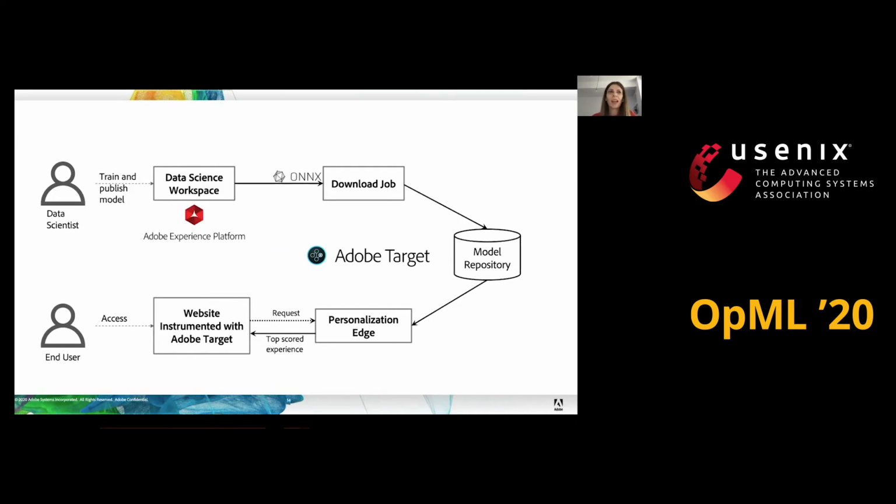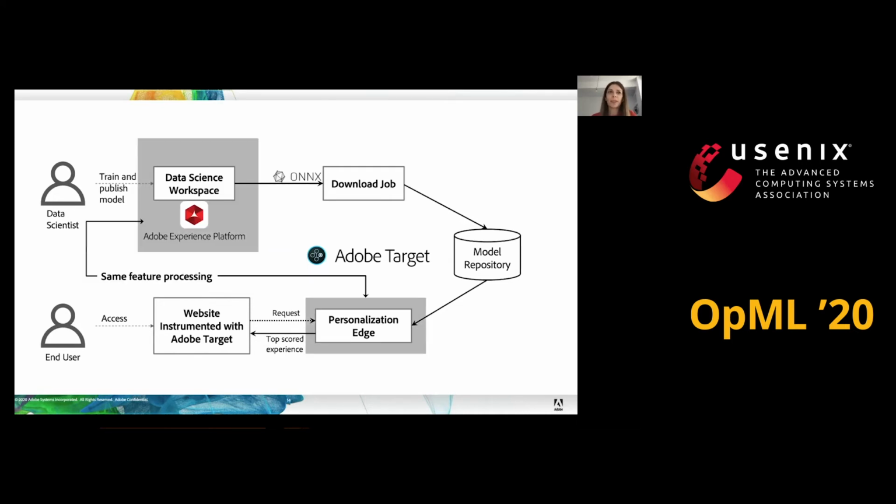which is good. But as there always is a but, we needed to ensure that we have the same feature processing both in the data science workspace and in the personalization edge. This is to ensure that we can perform inference in the edge. That's one thing that's very important. And the other thing, that the result is not complete nonsense.